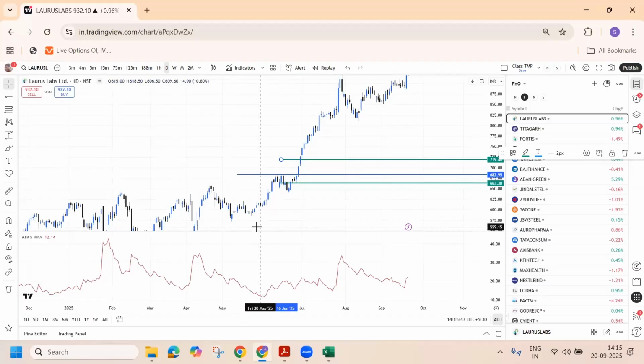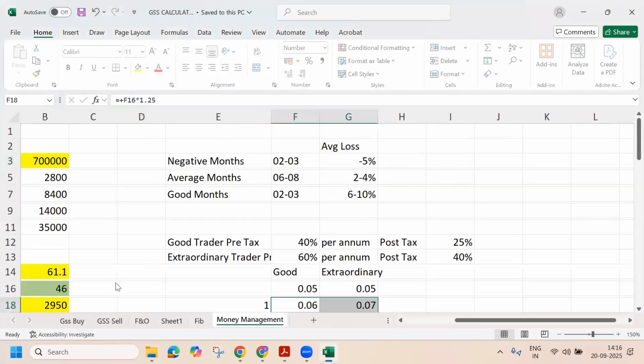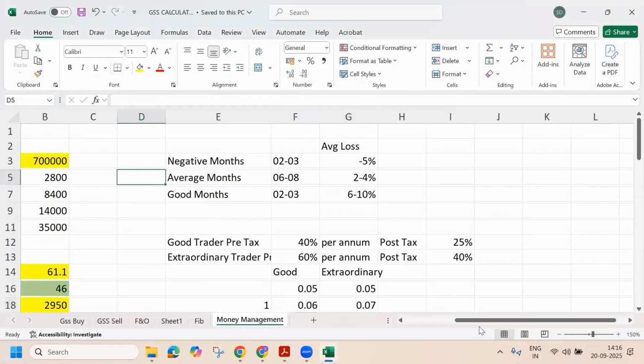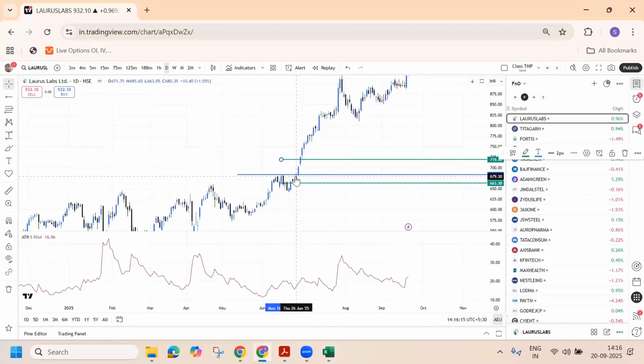What I do, and I teach this to all my students, is I will book 50% of my quantity here. What is the quantity that I need to trade? Your question in your mind is, what is the quantity I need to trade? Those things we will learn in our risk and money management session. That is not the point we are discussing right now. Whatever quantity I have taken based on my capital, I will book 50% here. And the remaining I will let run with the trailing stop loss. And trailing stop loss, every day I have to keep in the morning.